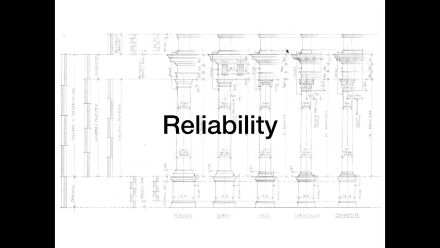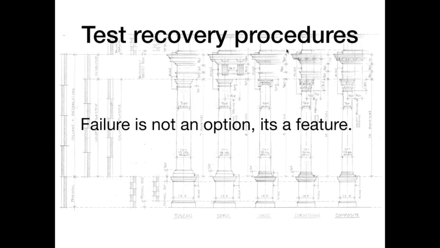All right, the reliability pillar is a fast one. As we talked about with chaos, failure is not an option, it's a feature. Have you practiced a restore of your database backup? Most people don't. There are all sorts of horror stories of, we went to restore the backup and it was corrupted, and so we were screwed.